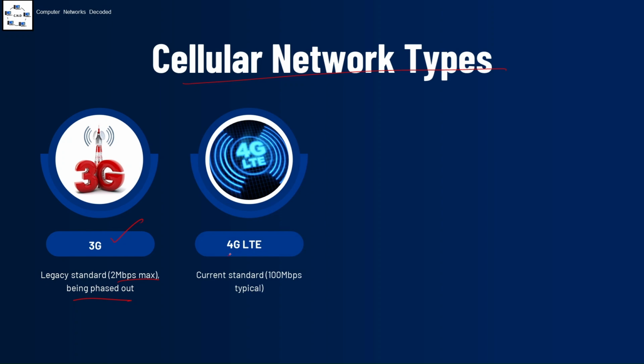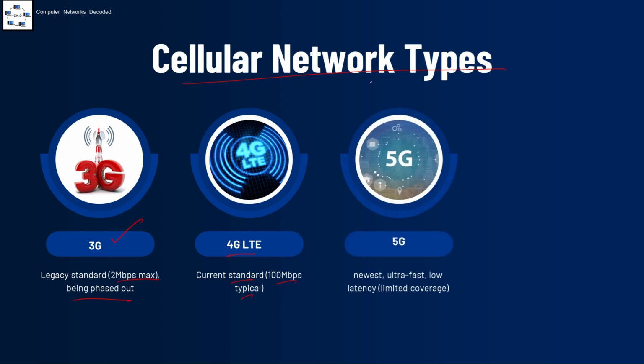Next is the 4G LTE. This is basically the current standard, and it has a higher speed of 100 Mbps typical, maybe higher. And the latest one is the 5G. This is the newest, ultra fast and low latency cellular connection type, but it again has limited coverage because it is being deployed and installed in place of 3G as well as 4G.